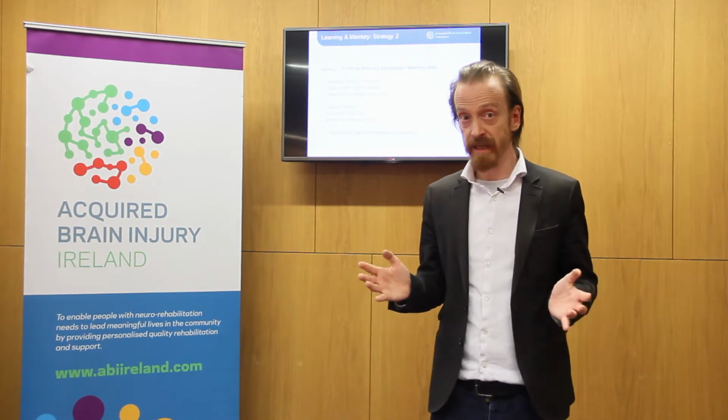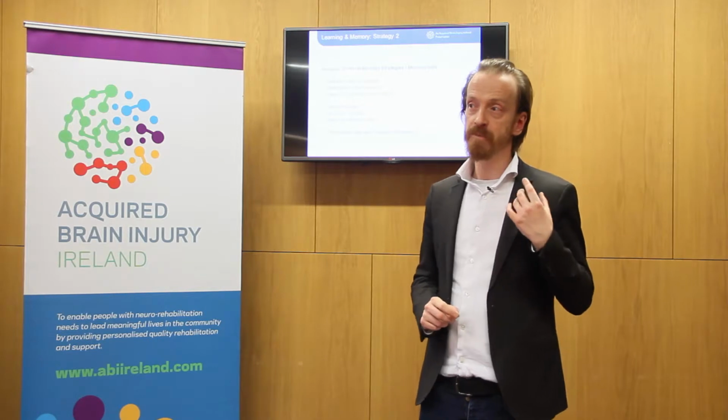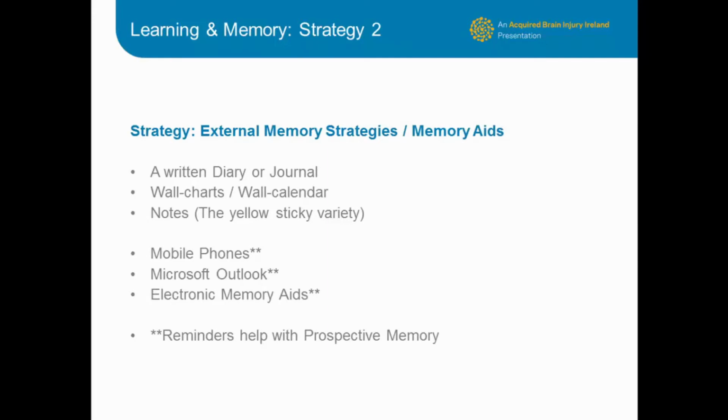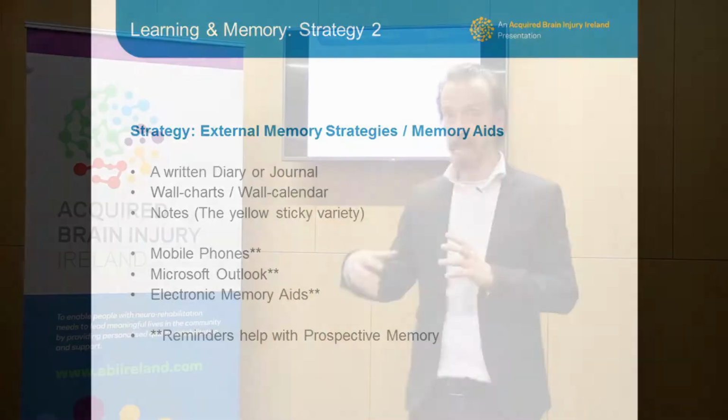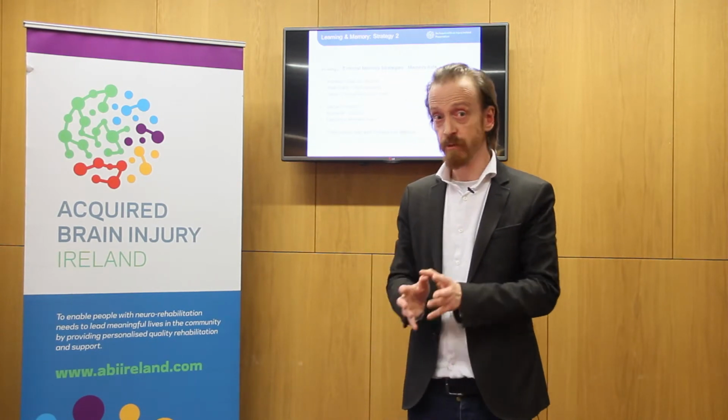So what we'd recommend for people is using any one of these sorts of strategies. So a written diary or journal, wall charts, planners. I've seen people use those little yellow sticky notes very effectively, but probably the best strategies would be ones that involve some sort of reminder system. So using your phone, using the calendar function on your phone and getting to grips with that, setting alarms, using Microsoft Outlook, using any other kind of electronic memory aid, and including things like dictaphones, whatever you can use to externalize that memory into a diary or a device or onto tape is the way to go.